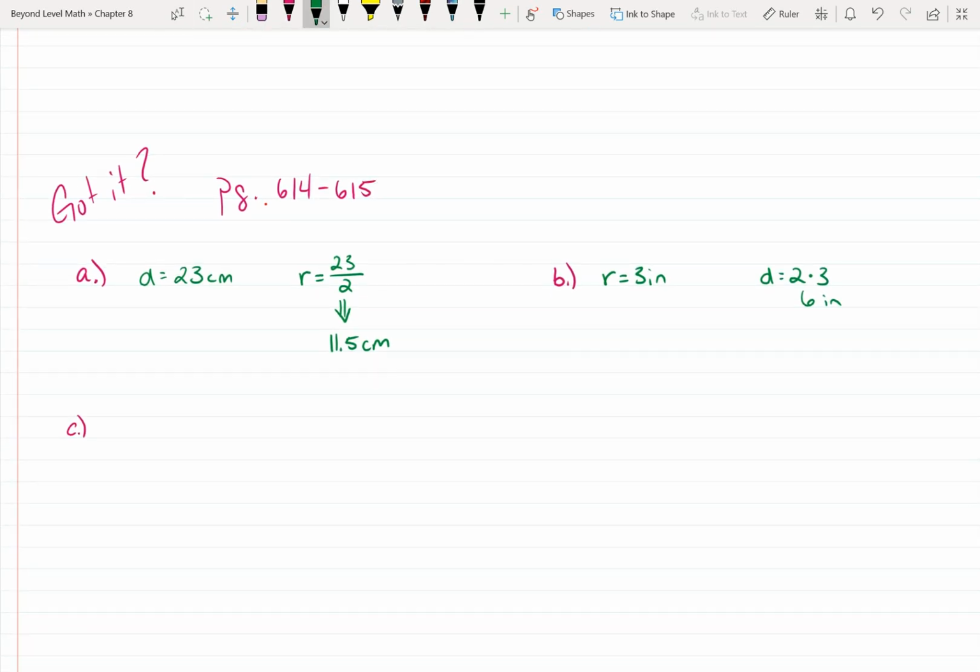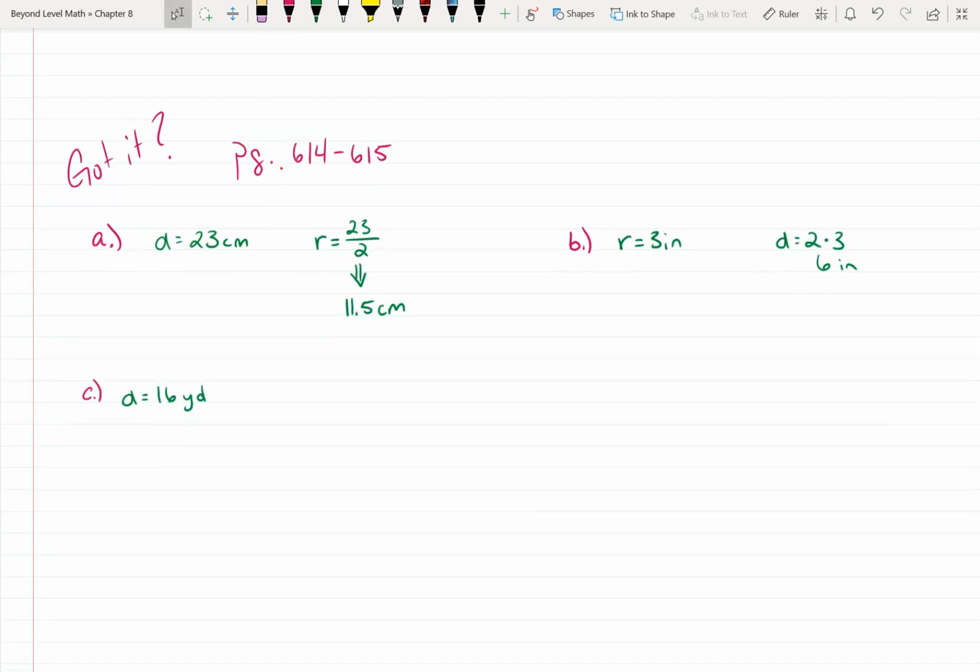Got it C. D equals 16 yards. Now, diameter is 2 times the radius, so to find the radius, you need to divide the diameter by 2. It may seem like we're doing it pretty quickly, but once you get it in your head that diameter is twice the radius, or the radius is half of the diameter, it'll click pretty quickly. So 16 over 2, 8 yards.